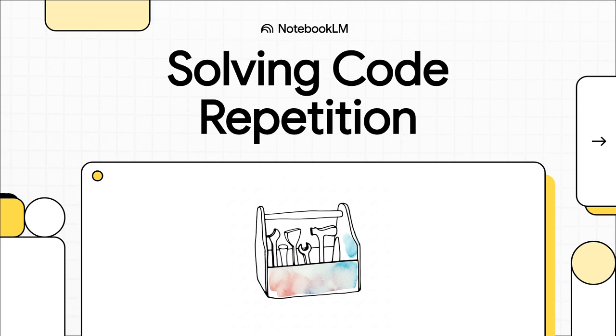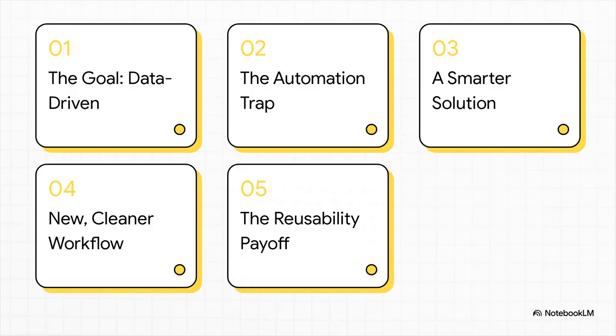Your code just gets messy. It's repetitive. It's a nightmare to manage. Well, today, we're going to fix that for good. All right, so here's the game plan. We're going to start with the goal, what we're even trying to do. Then we'll look at a really common trap people fall into. After that, I'll show you a much smarter solution, how it actually works in practice, and then the big payoff, why this whole thing is such a game changer.